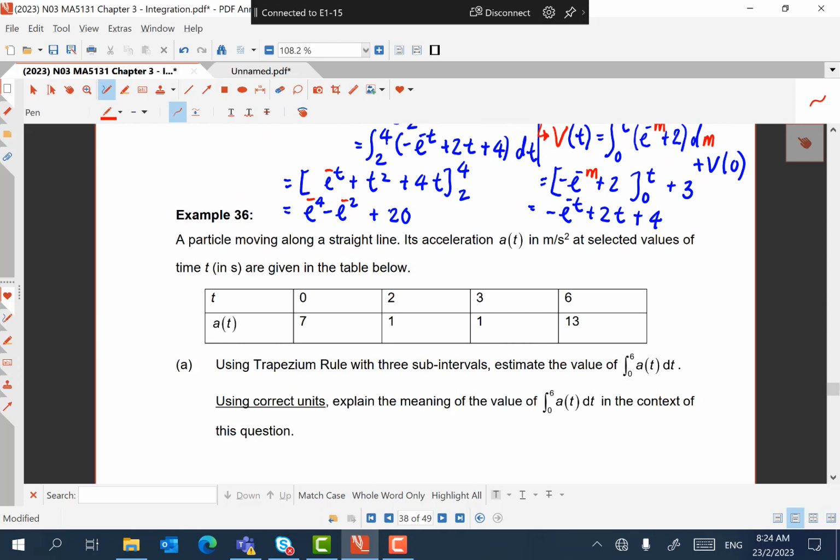Do you remember the trapezium rule? In fact, all of us have memorized the formula for the trapezium rule. Just that you have to be very careful, no? The formula that you have memorized only works if the widths are all the same, when the intervals are equal.